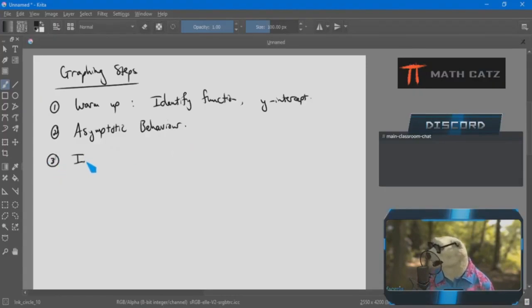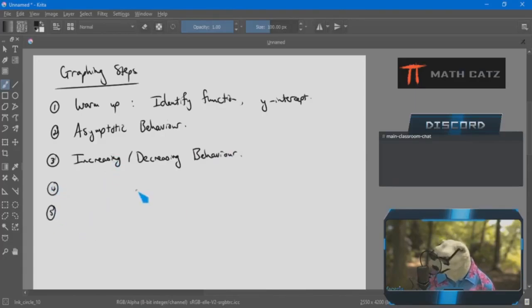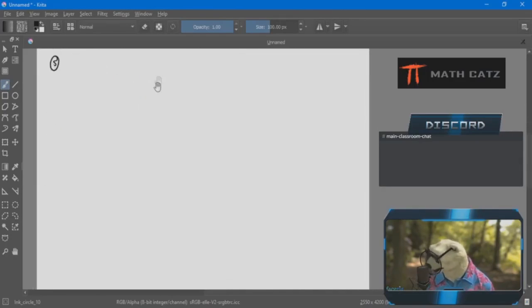Next, we want to know where the function is increasing and where the function is decreasing. So I'll call that increasing, decreasing behavior. And then we have a couple more steps to go, but one thing at a time, right? Okay, so increasing, decreasing behavior.